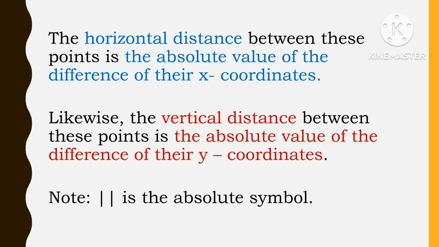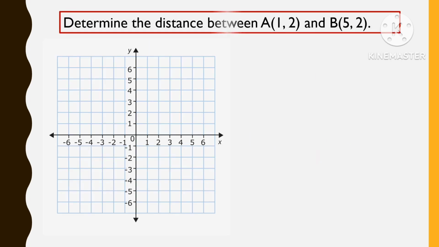Note that the double bar here is the absolute value symbol. This means that any value will always be positive. Let's have this example. Determine the distance between point A with coordinates 1 and 2 and point B with coordinates 5 and 2. First, we will try to locate point A with coordinates 1 and 2.